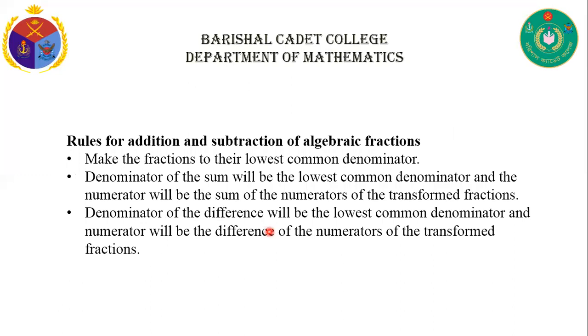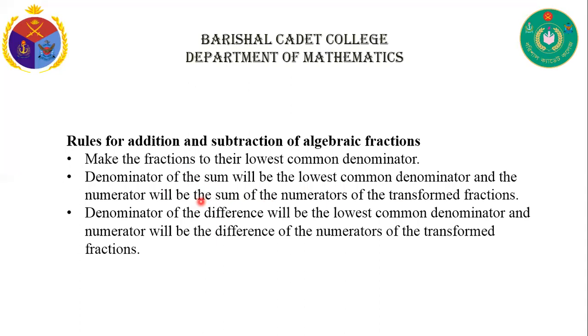And now, rules for addition and subtraction of algebraic fractions. Make the fractions to their lowest common denominator. Here is one point: the common denominator could be any large number, but we take the lowest. The denominator of the sum will be the lowest common denominator, and the numerator will be the sum of the numerators of the transformed fractions.